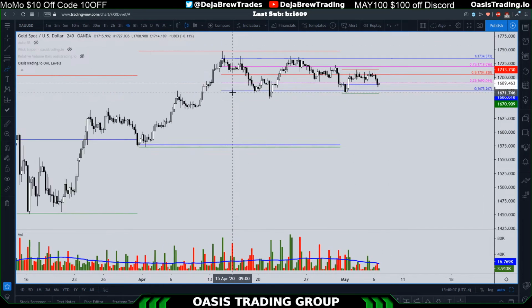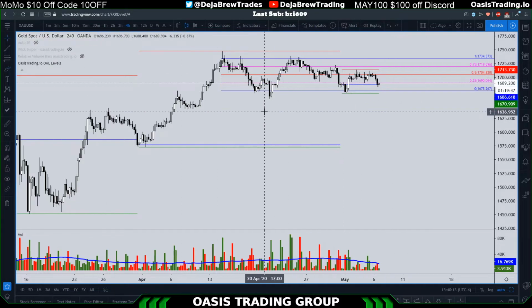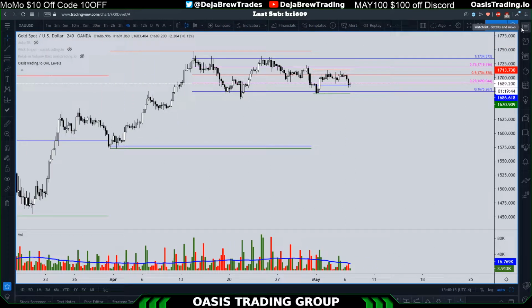But this doesn't look that bad compared to what I've been seeing. Like, from what I saw on Twitter today, it sounded like gold and silver were dying. This doesn't look that bad at all.